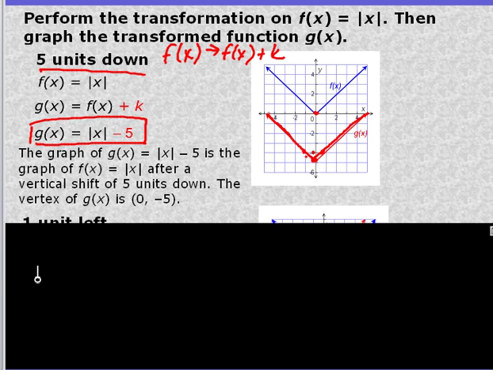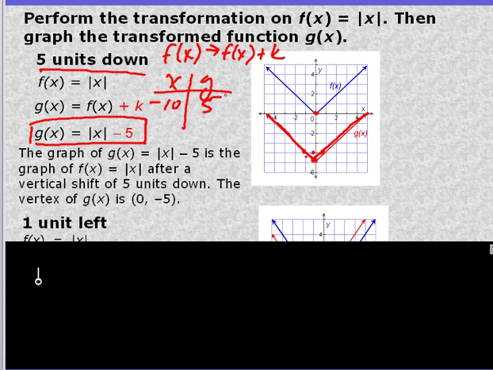You can always use a table as well, so if you wanted to create some values, negative 10, etc. So negative 10, this is going to be positive 10, so it's going to give you an absolute value, or a y value, of 5. So you can make a table of values, but if you understand how to translate your vertex, it makes it very easy.